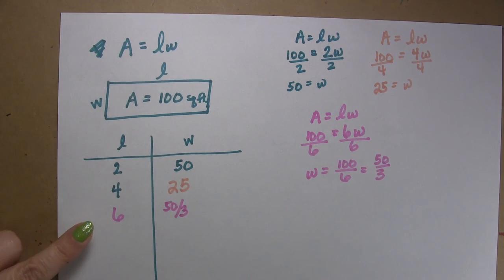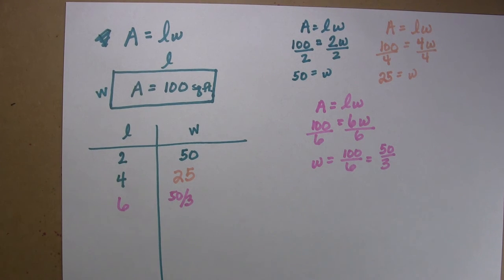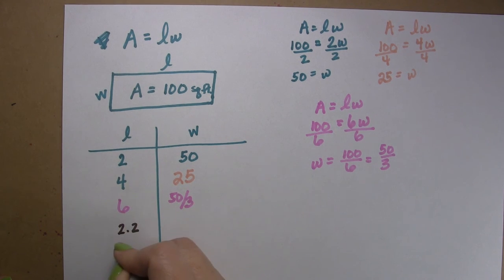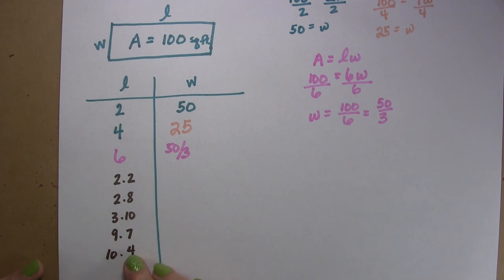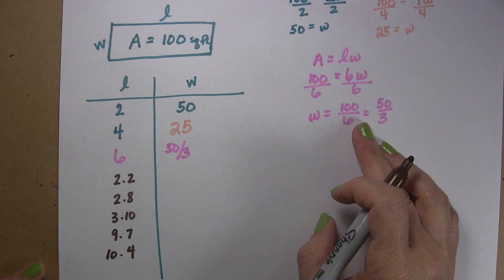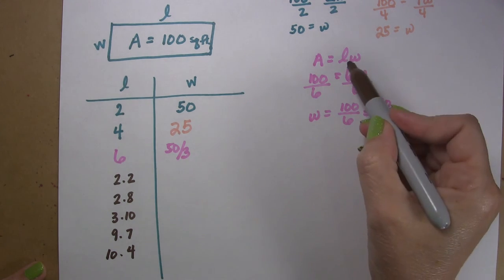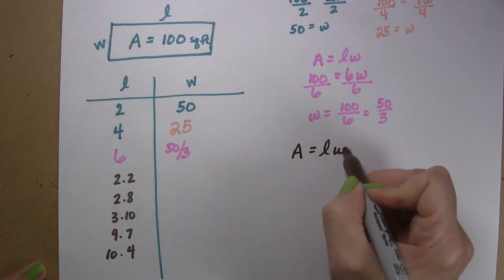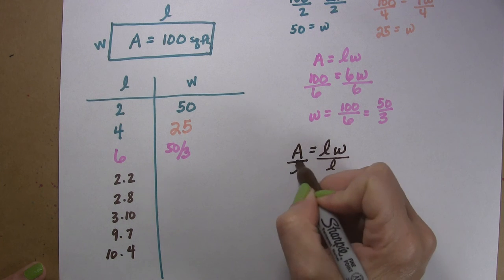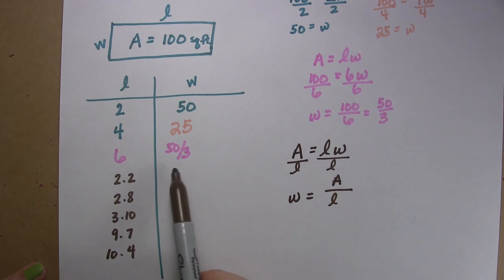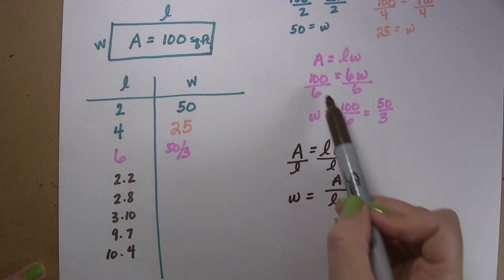50 divided by 3. Okay, but what if I said I also wanted you to calculate the appropriate width for all these numbers, 2.2, 2.8, 3.10, 9.7, 10.4, and so on. Well, at that point, you would probably start to get a little sick of this. And so at this point, you might want to say, I'm always solving for W, so I could write my equation in terms of W. So I could get rid of that L. W equals A divided by L. So every time they ask me for another one, I don't have to write all this rigmarole down.